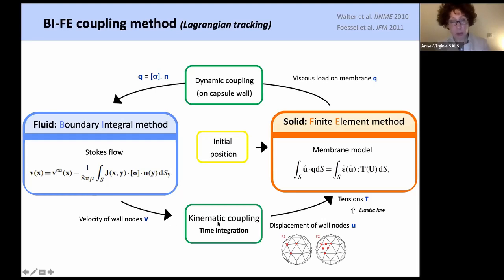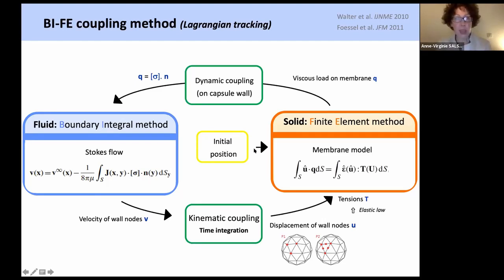There is another boundary condition that tells you, so that's the kinematic coupling, that the velocity of the fluid is equal to du/dt. So we get the u from that.